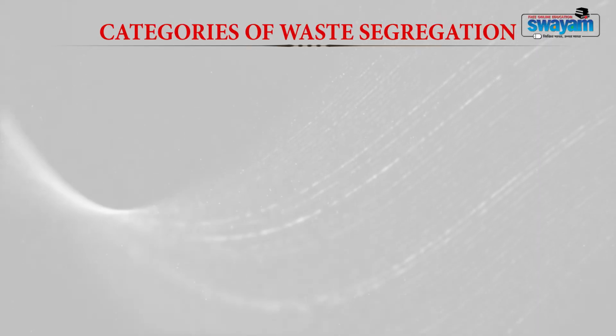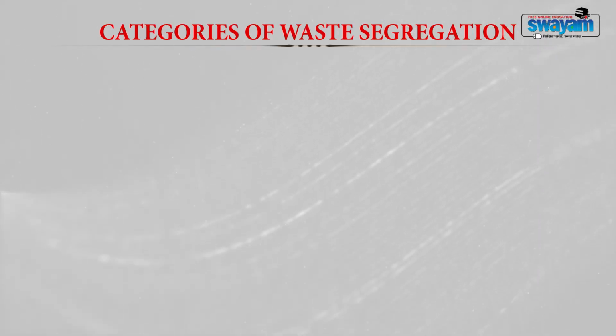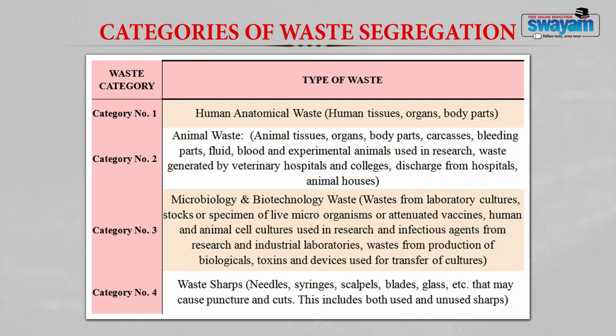Now, there are 10 categories by which biomedical waste should be segregated. The table given here summarizes the 10 different categories of how biomedical waste is segregated. Now, let us discuss that in detail. As I told you, you have 10 categories of waste. Category 1 talks about the human anatomical waste. Anatomical waste is like human tissues, organs, body parts and so on.